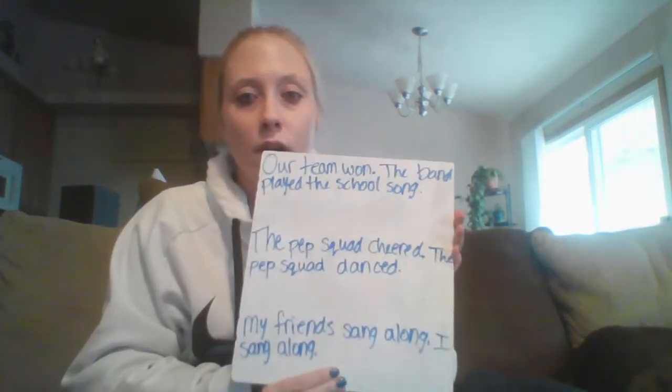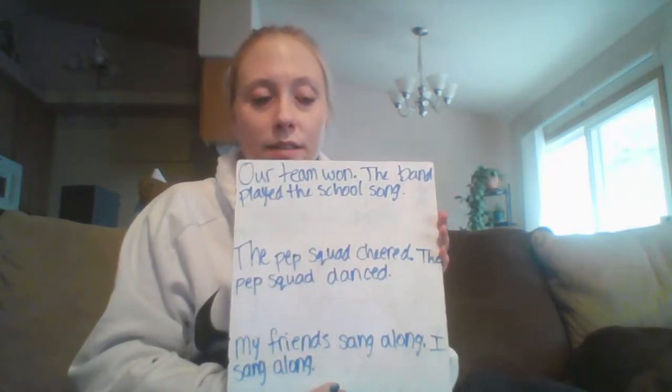All right, so what we are going to do now is look at three sentences, and we are going to combine them. So our first one: our team won, the band played the school song. All right, so now I want you to use a conjunction to form a compound subject, compound predicate, or compound sentence.